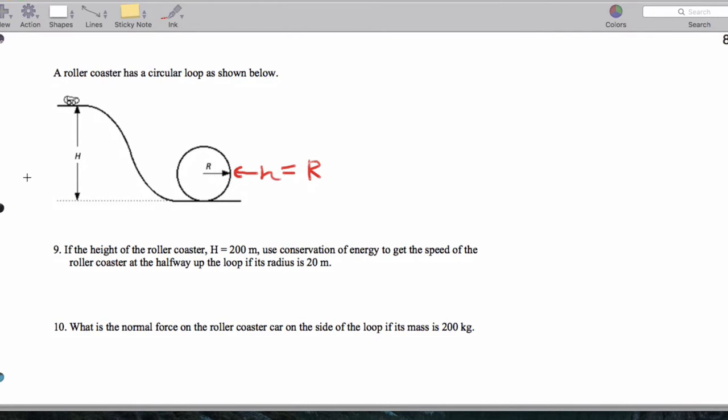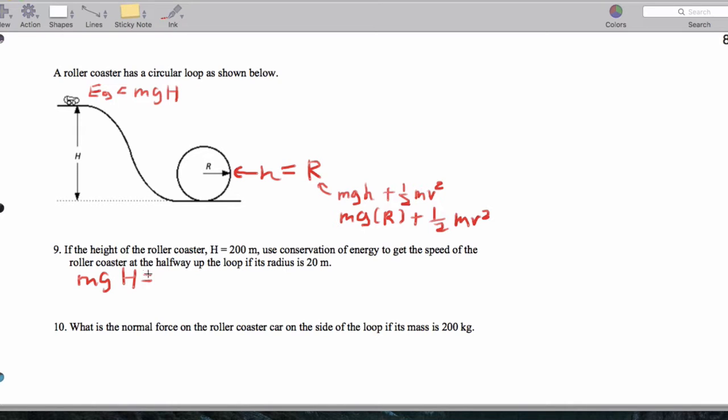Now, to get that speed, we're going to start off with gravitational energy equal to mgh, and it's going to make it up to here where it's going to have a combination of gravitational energy and kinetic because it is moving. And let's be clear that this h is in fact the radius, and that's what we're going to have here. So there we go. Now, setting these equal, we're going to have mgh equal to 1/2 mv squared plus mgh right here.